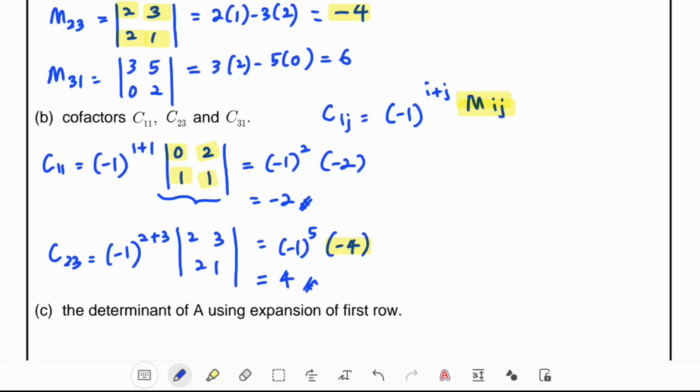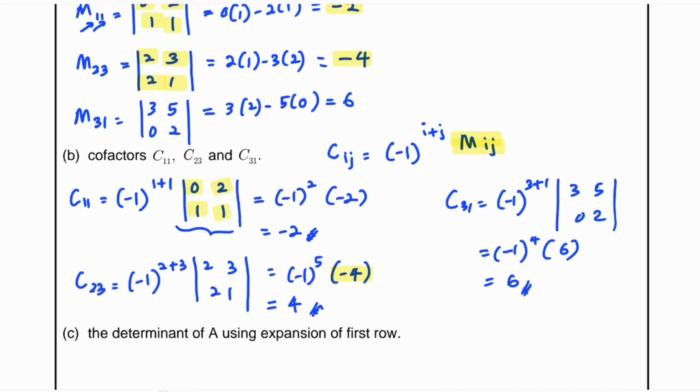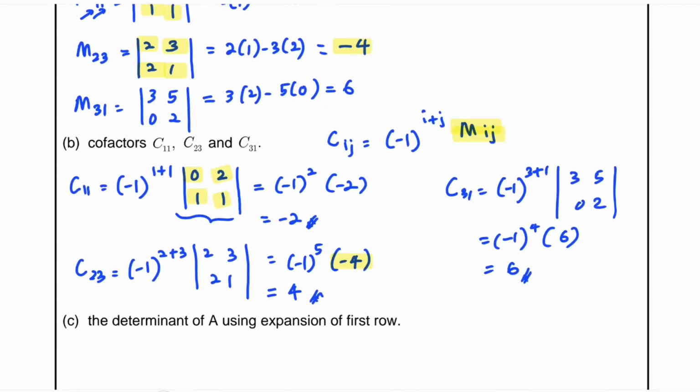So lastly, C31 is negative 1 to the power of 3 plus 1. The minor itself is 3, 5, 0, 2. So negative 1 to the power of 4 will give you positive 1. Multiply with 6, that will give you 6. Okay, we're done for the cofactor.